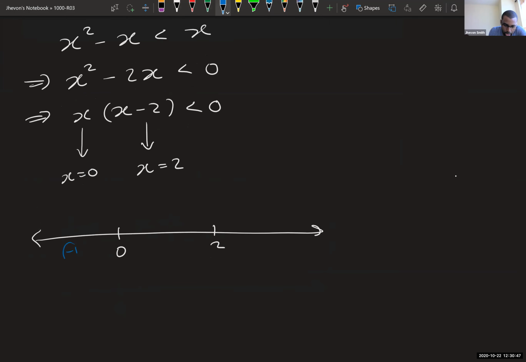So I'll test a number like -1, test a number like 1, test a number like 3. And if I plug in -1, test in x times x minus 2 less than 0. Okay, so if x is -1, that's a negative times a negative. That gives me a positive. If x is 1, that's a positive times a negative. It gives me a negative. If x equals 3, both of those would be positive, which gives me a positive. And I want the negative.